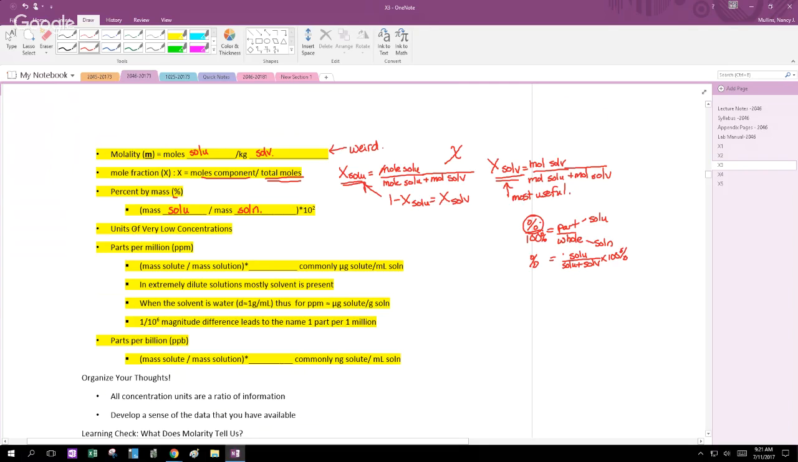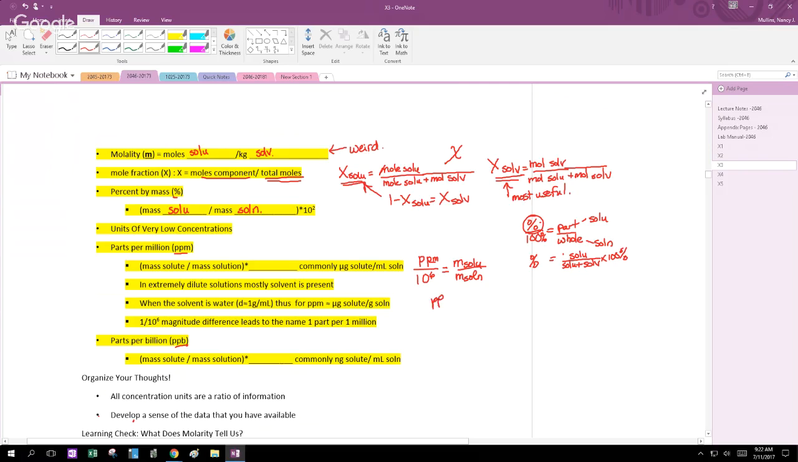Now, if your concentrations are extremely low, then we talk about parts per million and parts per billion. And there is parts per trillion also, but these are the ones you're responsible for in this class. It's exactly the same ratio. It's just the difference is what the relative quantity is. Part per million. Per means divided by million. Is equal to the mass of your solute over the mass of your solution.